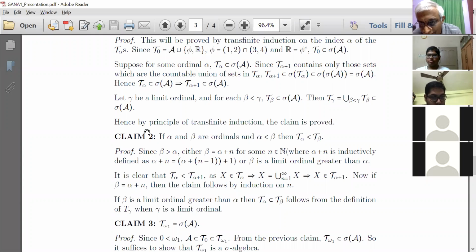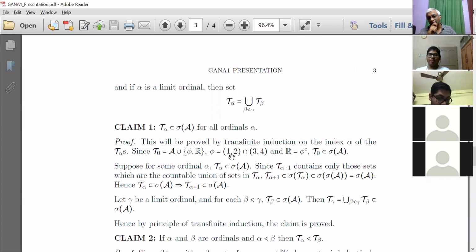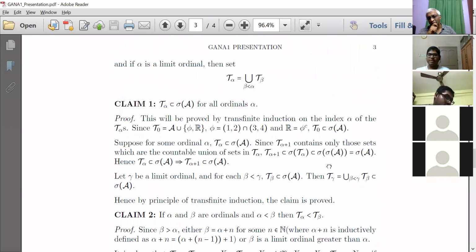I'm not sure what you mean to say. Can you just type your question in the chat? Yeah. So what I mean is that it's not clear to me why T of gamma will be closed under countable union. Wait, hold on. I never tried to assert something of that sort. I am only using the definition of T of gamma. Like we defined for a limit ordinal T of alpha like this. So I'm just using that here.